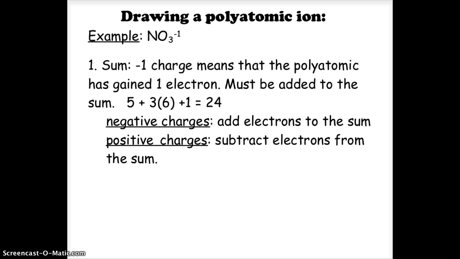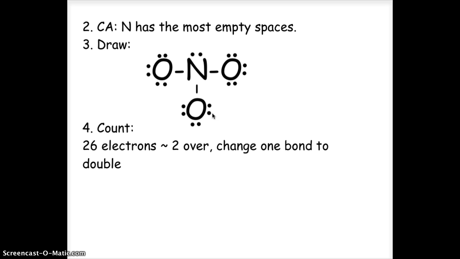So in NO3 -1, there are 5 valence electrons in nitrogen, 6 valence electrons in oxygen, but there are 3 of those, and then the -1 charge means it gained an electron. So we add 1 to our sum, and we're looking for 24 for our total sum for our picture to be correct. Our central atom: nitrogen has 3 empty spaces, oxygen has 2 empty spaces, so nitrogen is our central atom. We do the drawing, and we octet rule everybody.